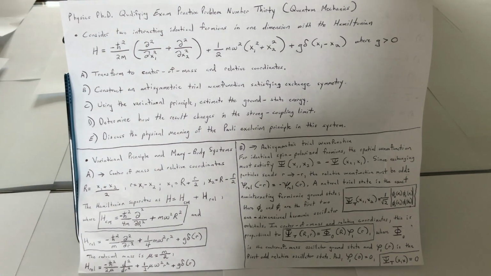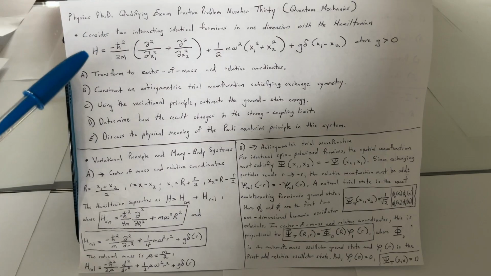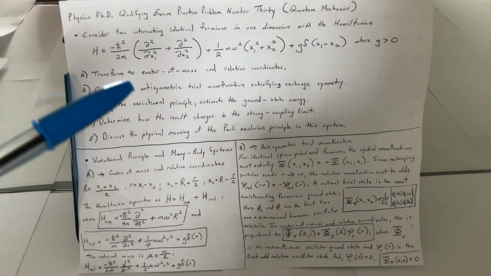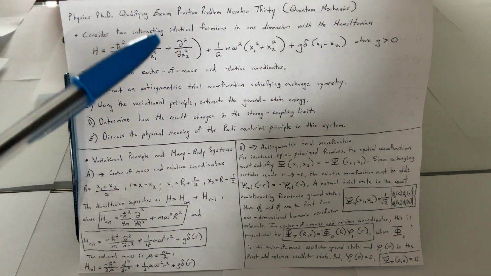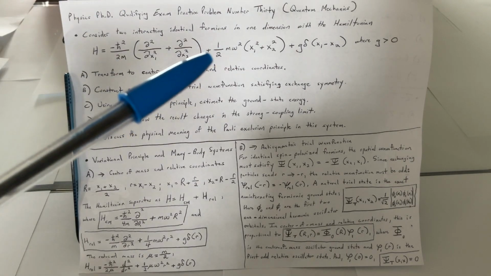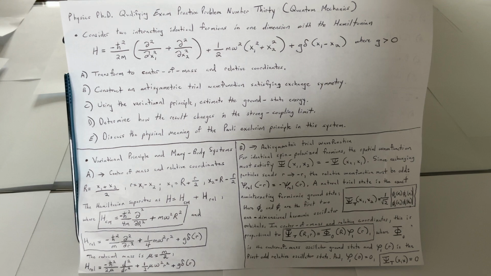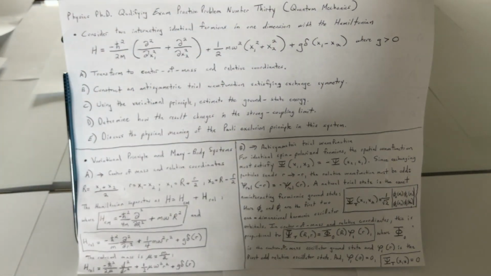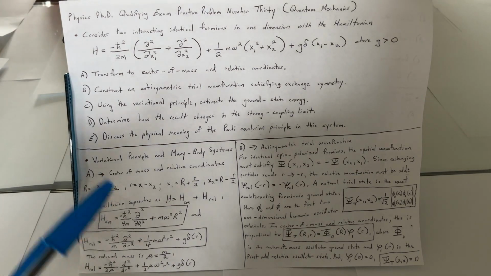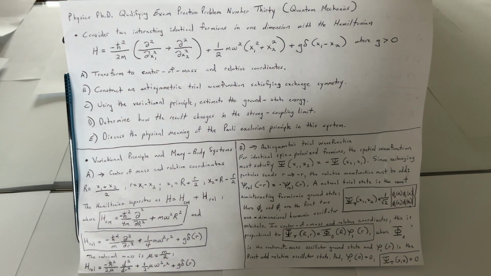Two interacting identical fermions in one dimension with the following Hamiltonian: H equals negative h bar squared over 2m times the quantity second partial with respect to x1 plus second partial derivative with respect to x2, plus 1/2 m omega squared times x1 squared plus x2 squared, plus g delta of x1 minus x2, where g is greater than 0. Part A, transform to center of mass and relative coordinates. So this is a variational principle and many body systems problem.